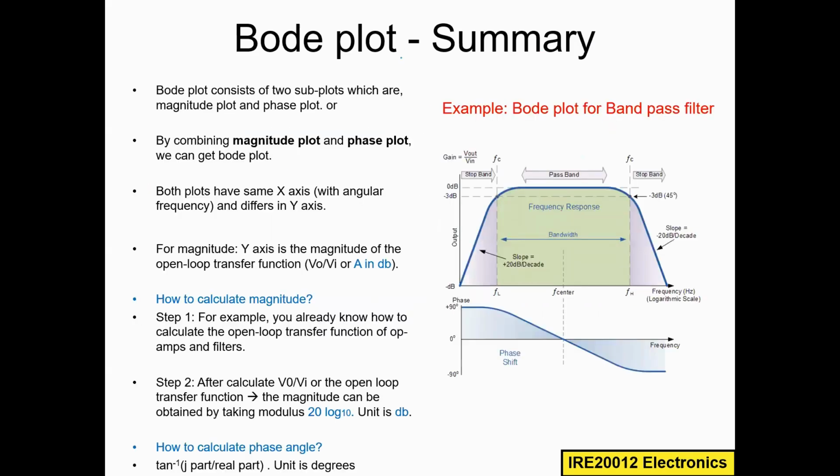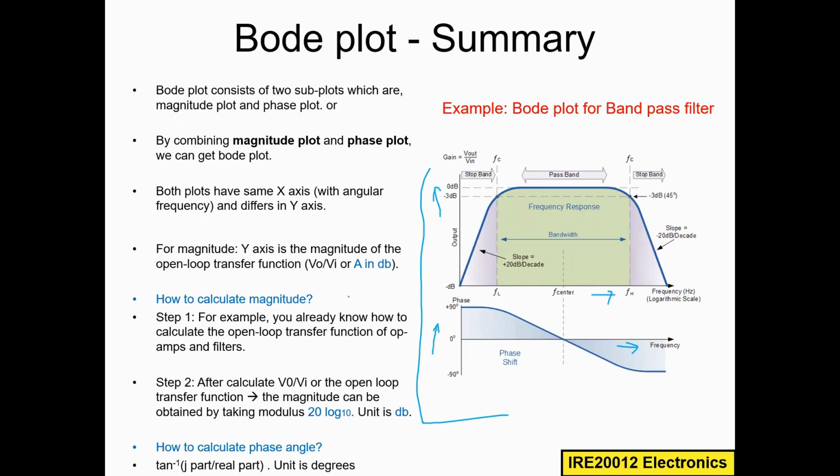Bode plot consists of two subplots, a magnitude plot and a phase plot. Here you can see this is the magnitude plot and this is the phase plot. By combining the magnitude plot and phase plot, we get the Bode plot. This complete one is called the Bode plot. Both plots have the same x-axis, frequency, that is 2 pi f or simply omega, but different y-axes. Here we have the magnitude in dB, and here we have the phase angle in degrees.